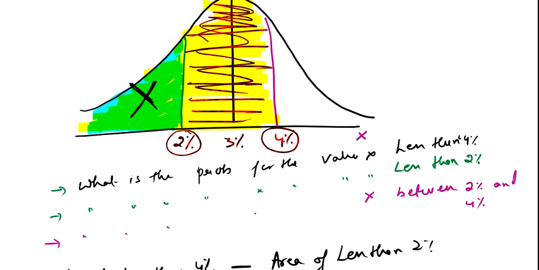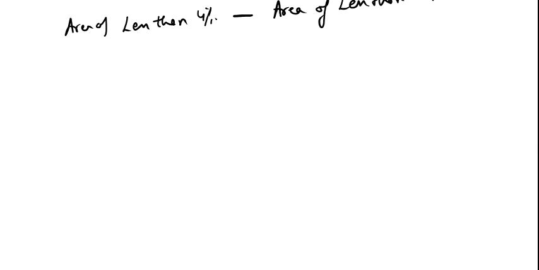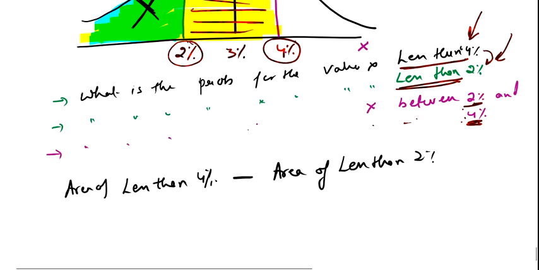First of all, we find out the probability for less than 4%. Then we need to find out the probability for less than 2%. And by deducting 2 from 4, we can find out the gap between 4 and 2. Clear? So the probability for the value of x between 2% and 4% is actually the probability of 4% minus the probability of 2%.